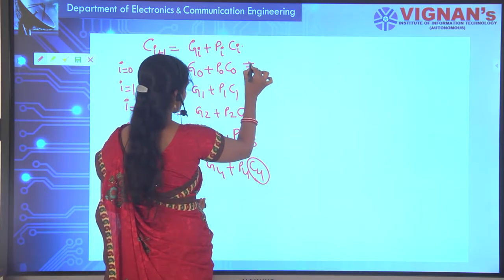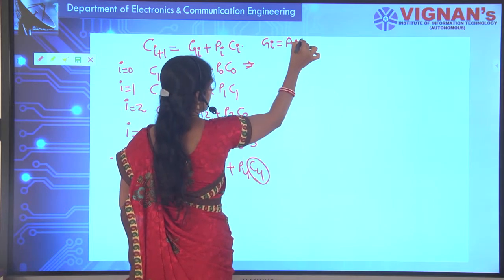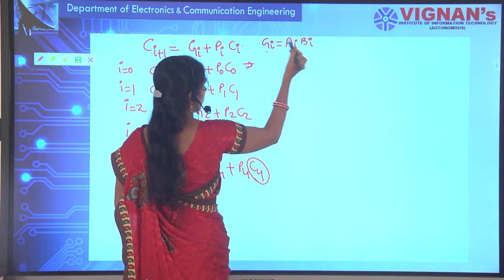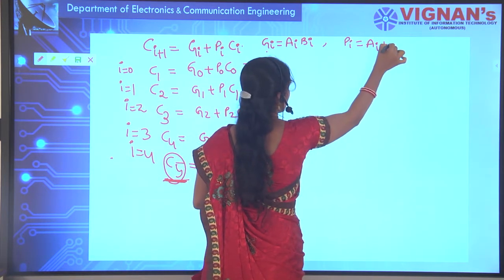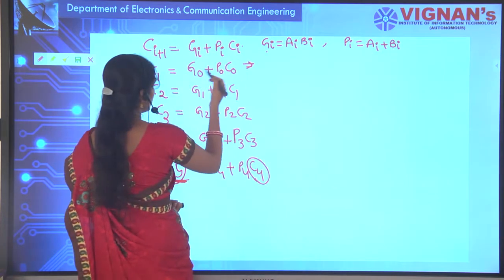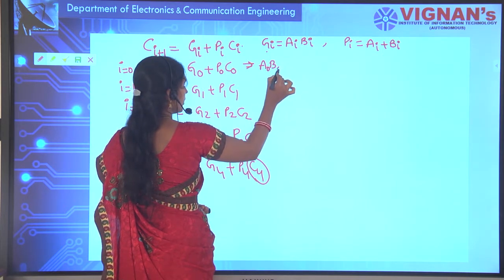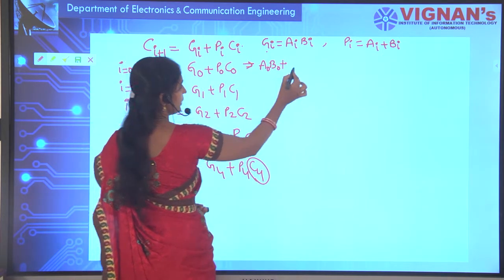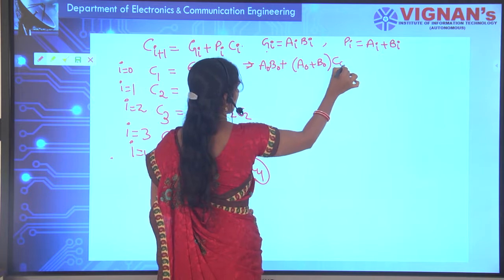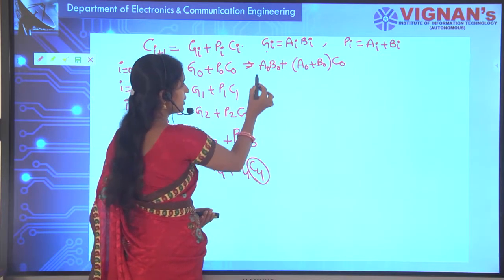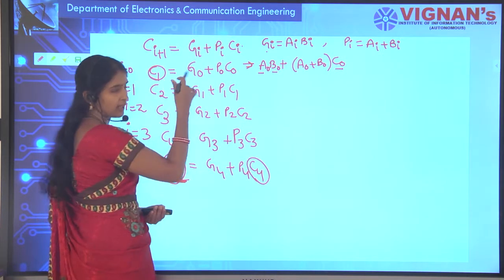See here, what is your Gi? Gi is equivalent to Ai into Bi. What is your Pi? Pi is equivalent to Ai plus Bi. Substitute here. G0 can be written as A0 into B0 plus P0, that is A0 plus B0, into C0. As you have been given A0, B0 and C0, you can directly calculate C1.